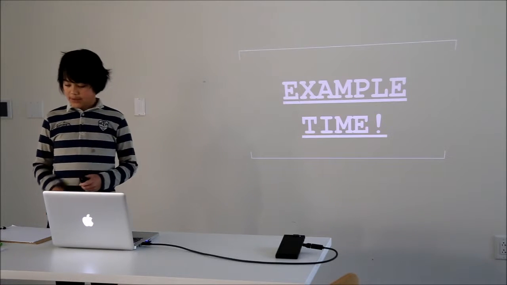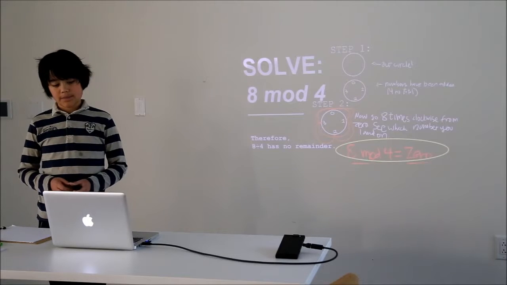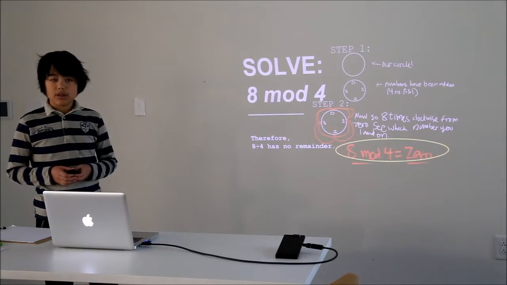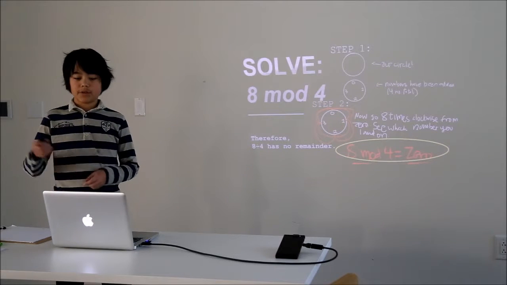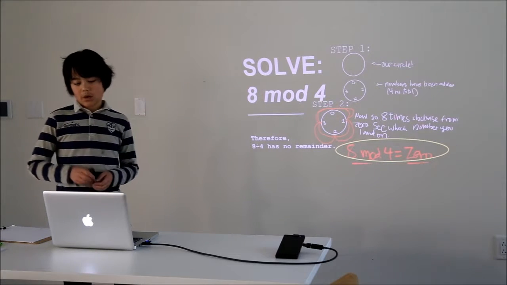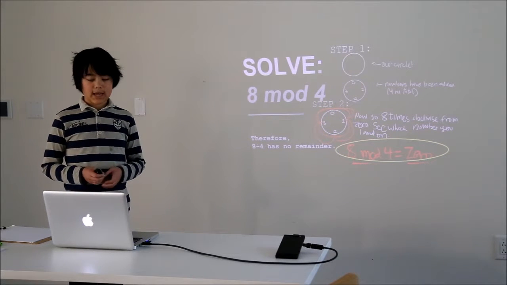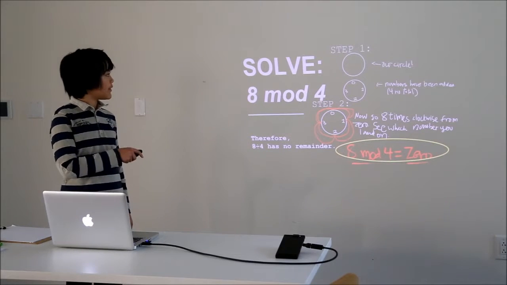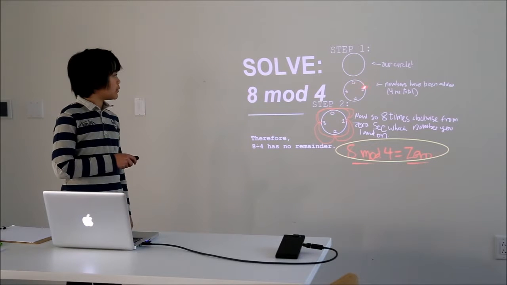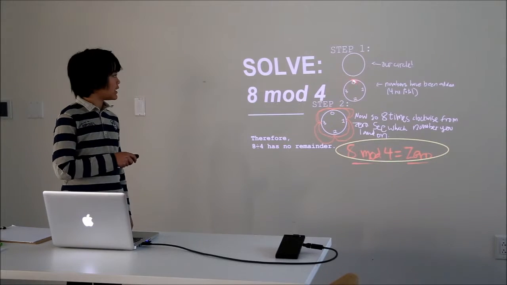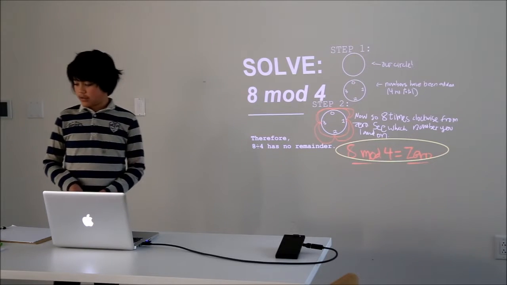Let's look at some examples so you can hopefully understand it better. Let's solve 8 mod 4. First, we draw our circle. Then we add our 4 numbers from 0 to 3. Now we go 8 times clockwise from 0, and we can see which number we land on. As you can see, we have our diagram right here. You go 1, 2, 3, 4, 5, 6, 7, and 8 times, which gives you an answer of 0.